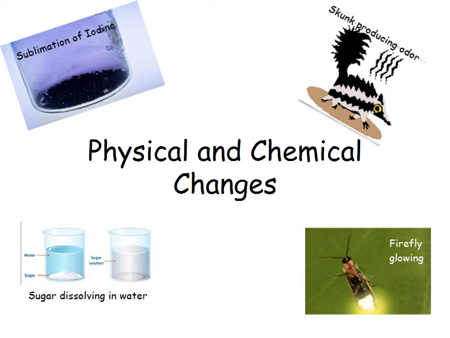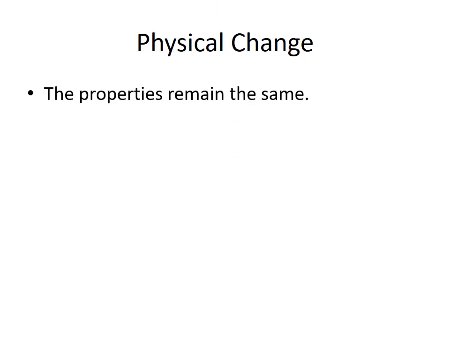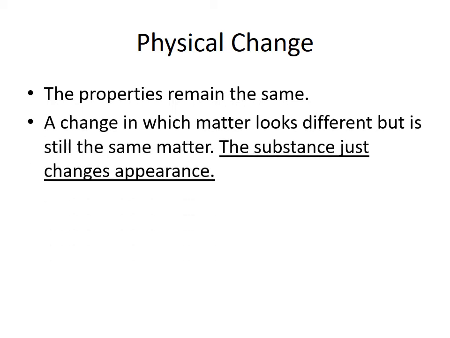Physical and chemical changes. Let's start with the physical change. In a physical change, properties remain the same. The matter overall looks different, but it's still the same type of matter. The substance just changes appearance.